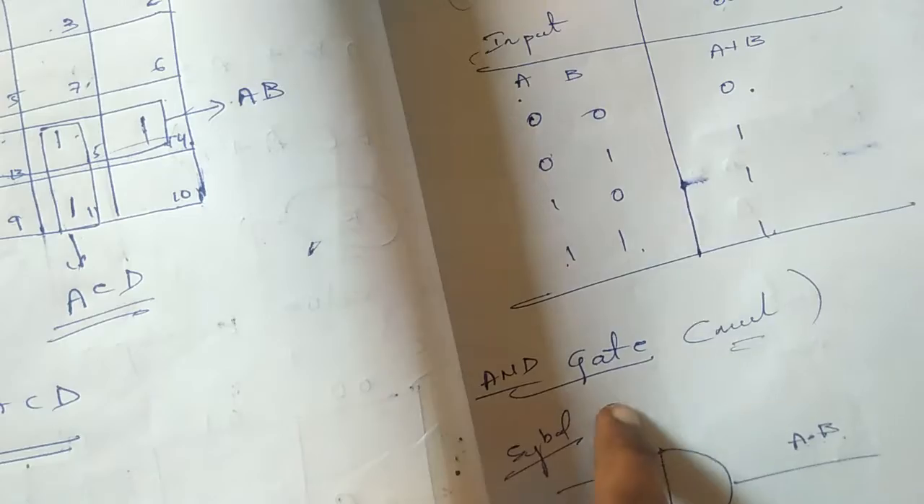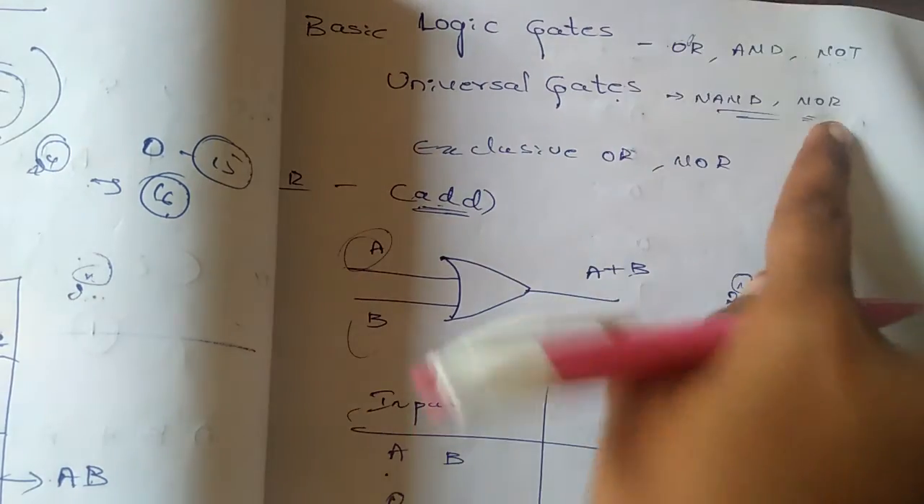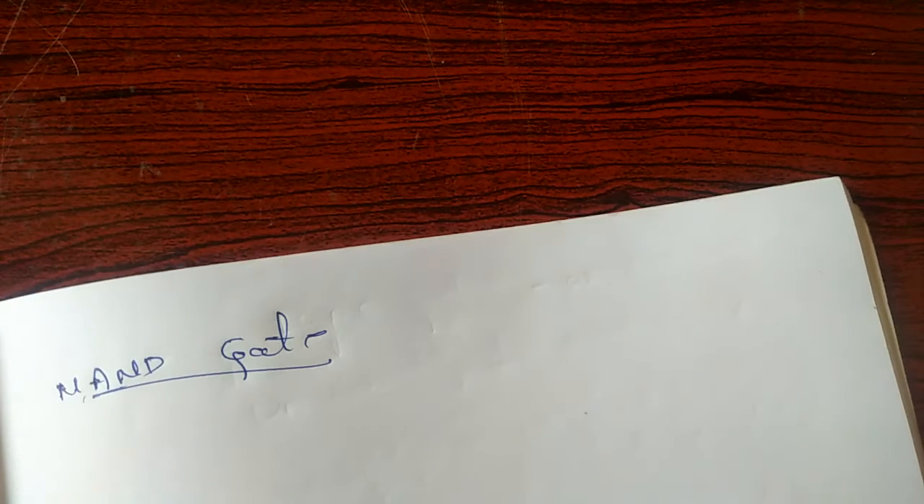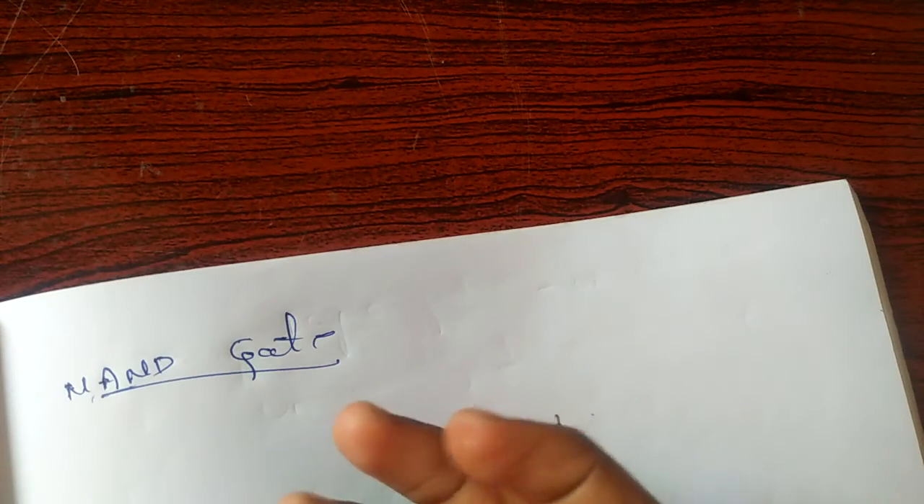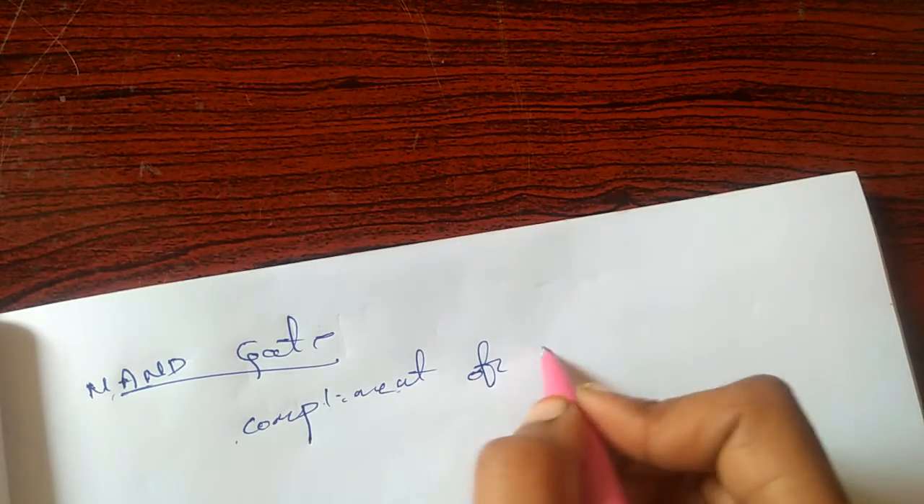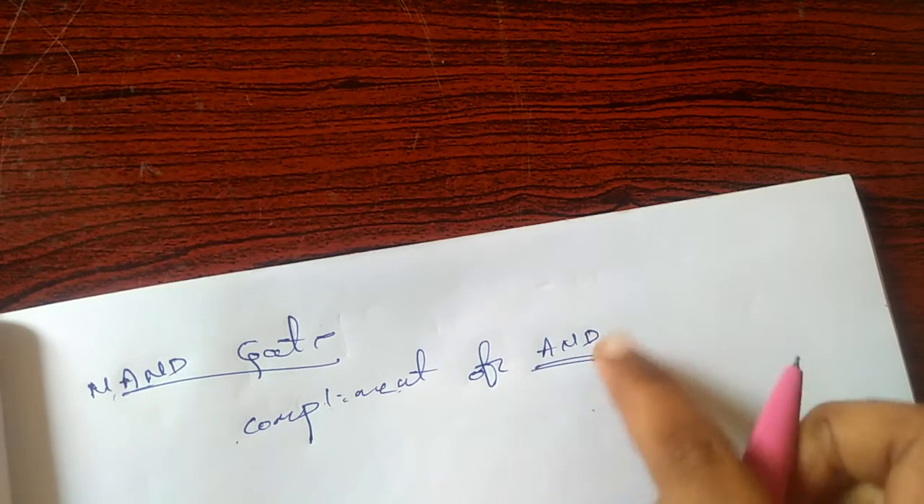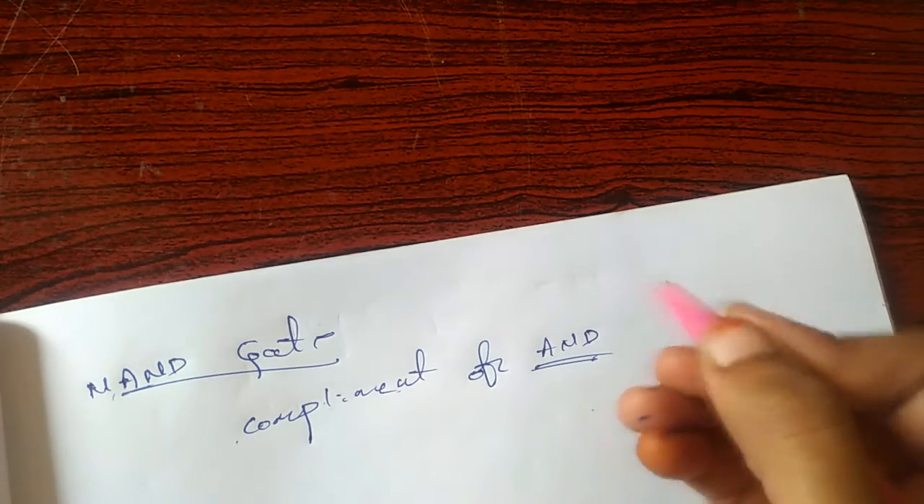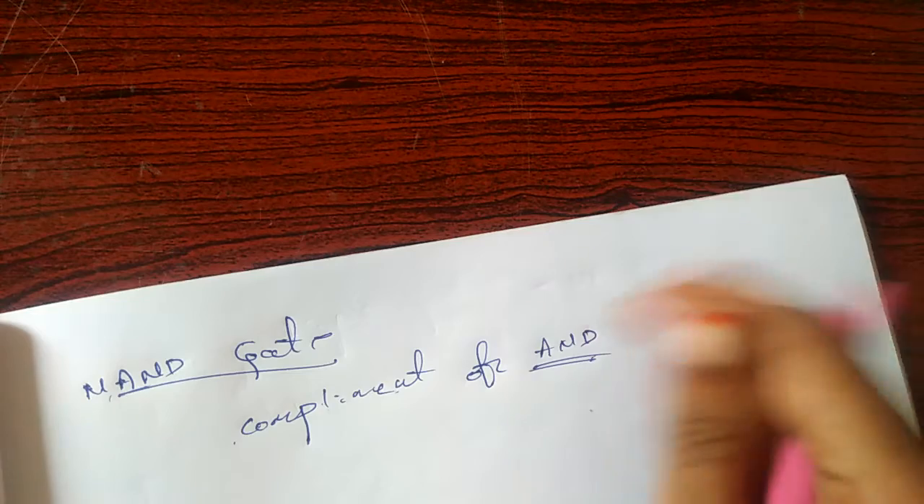Next, these are about the basic logic gates. Now let's discuss the universal gates, that is the NAND and NOR. So what is the NAND gate? The NAND gate is a contraction of NOT and AND gate. It is nothing but the complement. The NAND gate is the complement of AND gate. So how will you get the invert? If you give AND gate, you will get the invert operation, right?